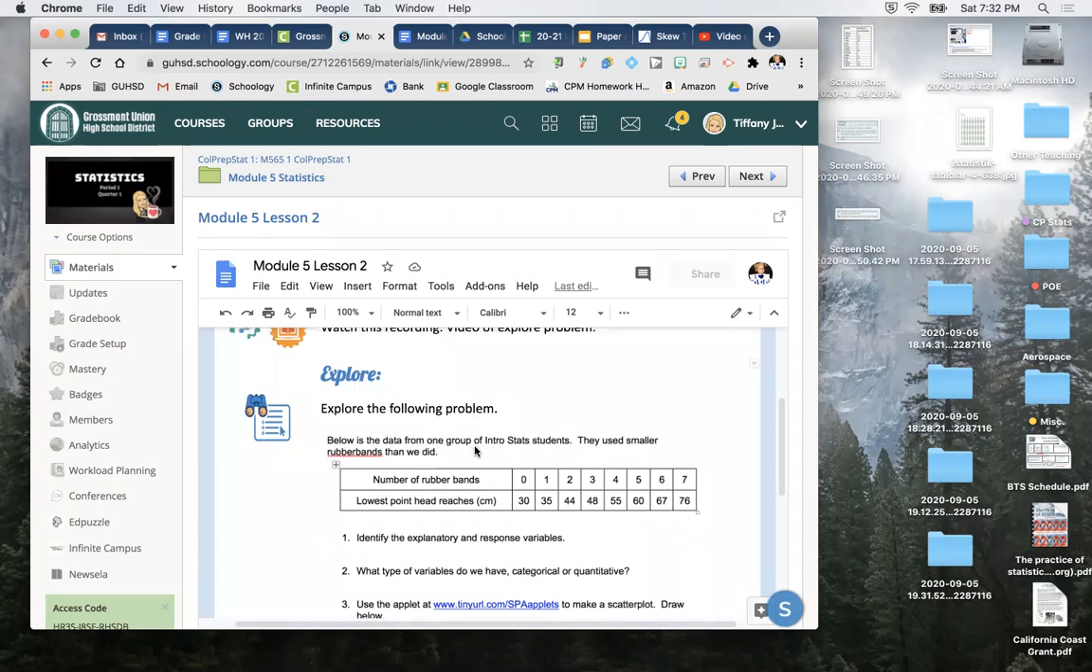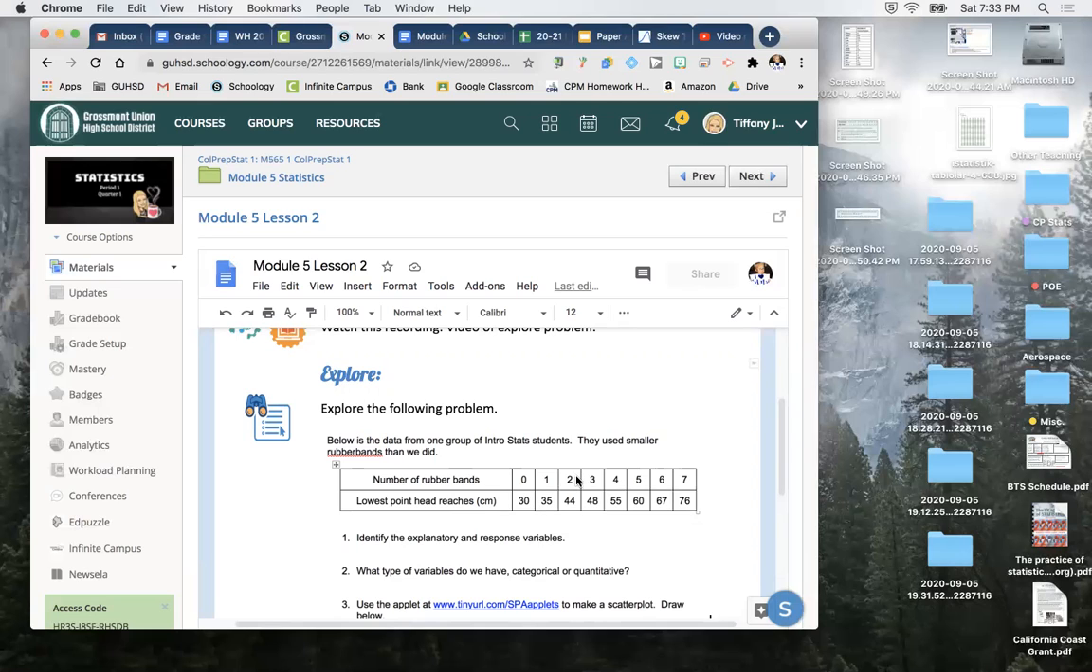It says that below is the data from one group of intro stat students who used rubber bands in order to tie them to the bottom of a Barbie's foot. And they kept stacking these rubber bands and saw how low the Barbie's head went to the ground in centimeters. So what you have here is with 0 rubber bands, the Barbie itself is 30 centimeters from the lowest point to the top of the rubber band. If you have 1 rubber band added, you'll notice that there's 5 centimeters added with that 1 rubber band.